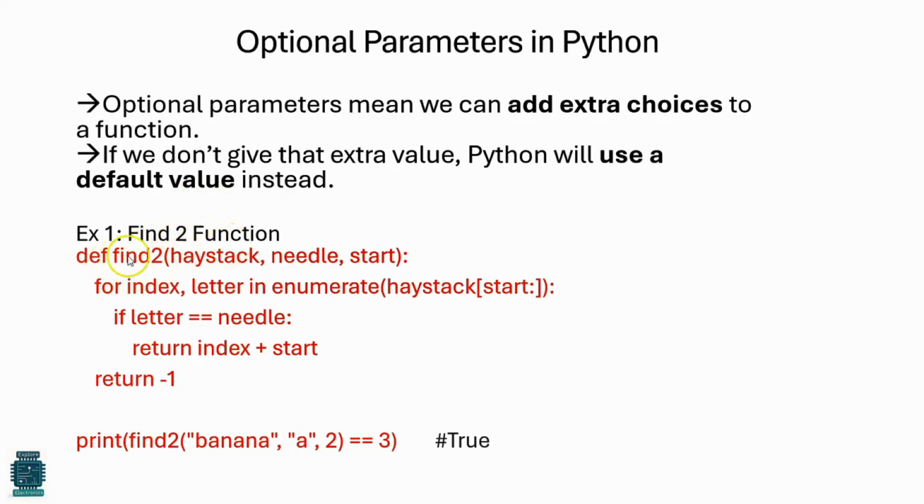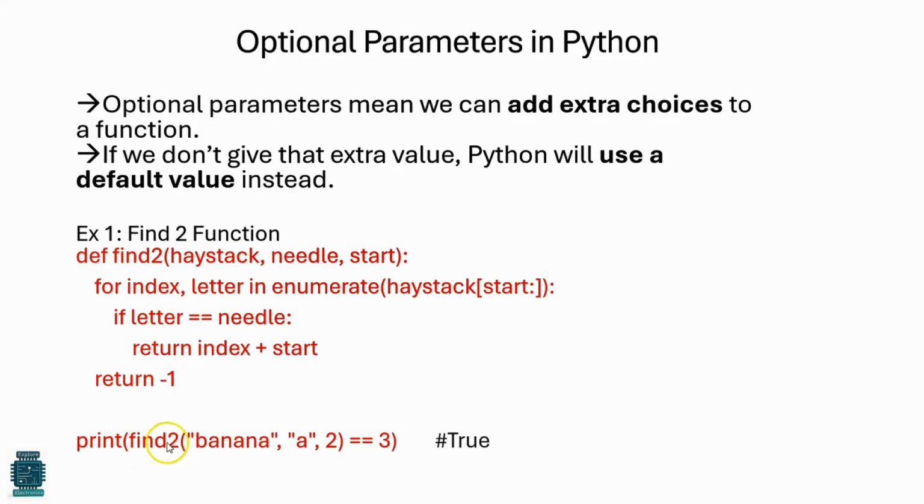Find_to function. Define find_to(haystack, needle, start), which means it defines a function to find needle starting from start. For index, letter in enumerate(haystack[start:]), it loops through each character from start. If letter == needle, it will check whether the letter is equal to needle. Return index + start returns the actual index in the original string, and return -1 means it returns -1 if needle is not found.